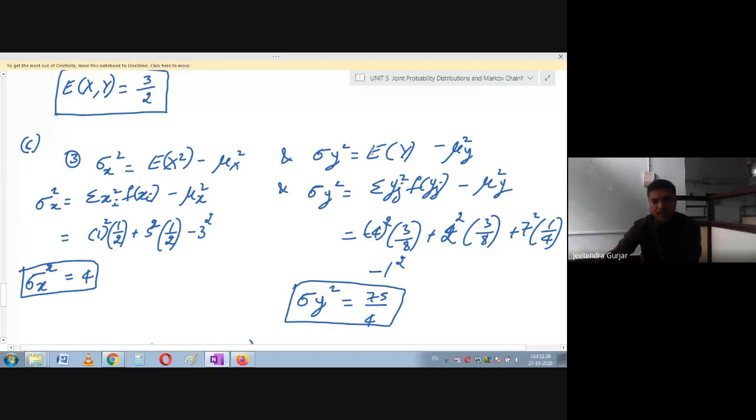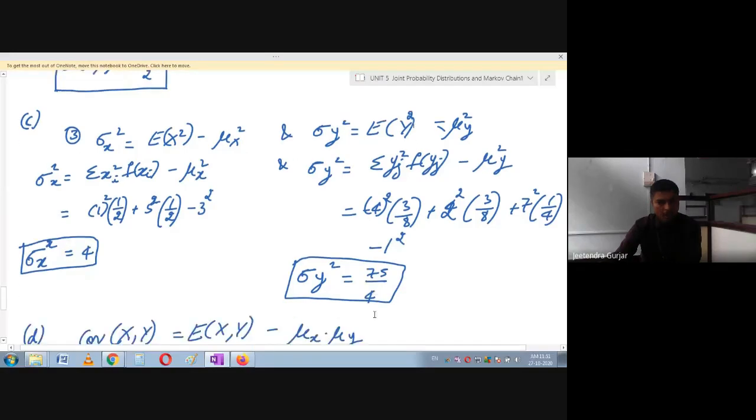So sigma y square will be equal to E of y square minus mu y square. Yes, please remember this is square. E of y square is nothing but summation yj square into f of yj, minus mu y square. Substitute the values, students. You are going to get the value as 75 divided by 4.